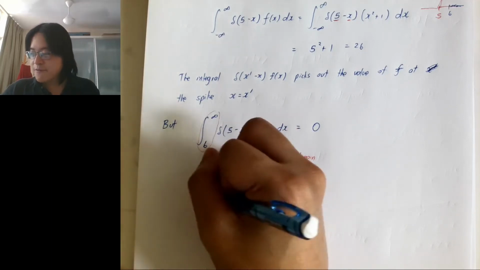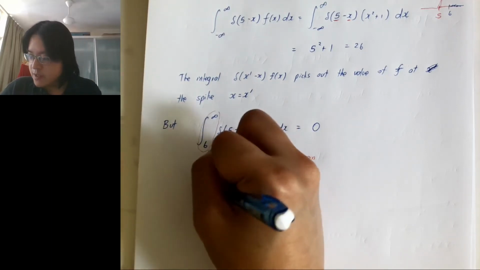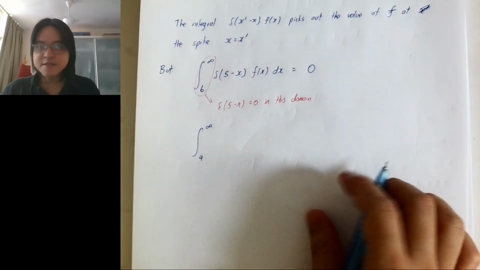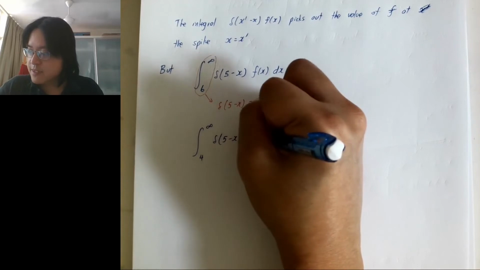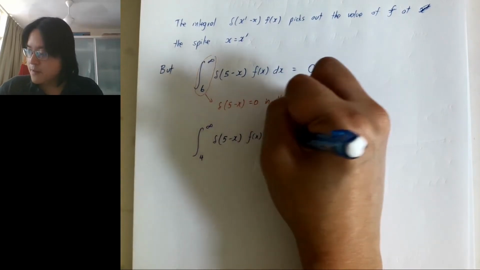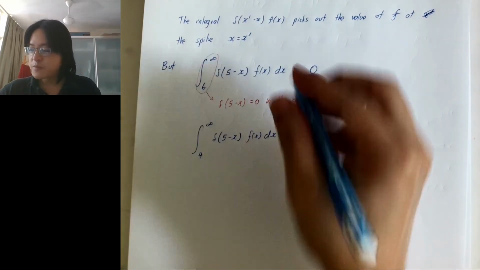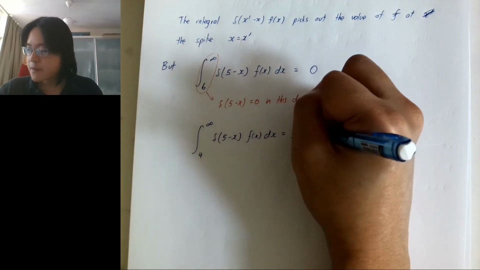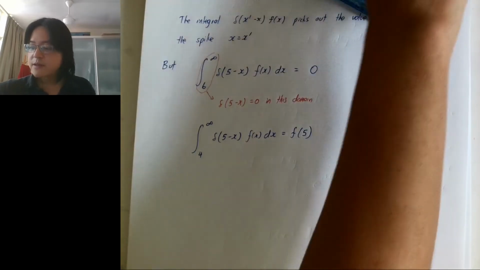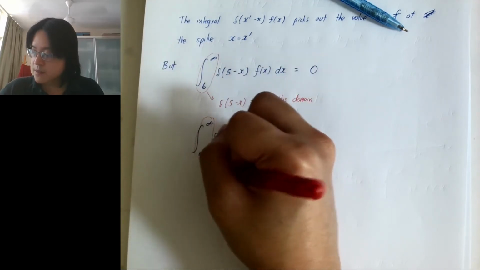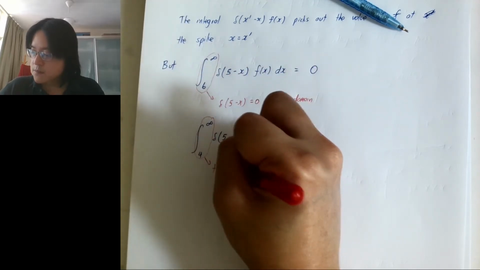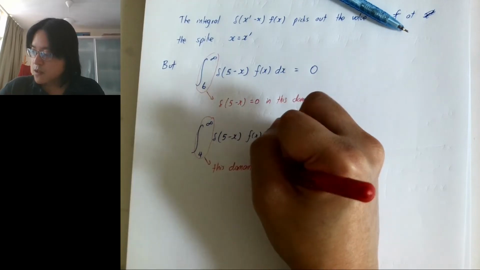I don't want to answer 5 first. Let's say 4 first. So I will integrate from 4 to infinity of delta of 5 minus x times f(x) dx, and the answer is going to be f of 5. The reason is because this domain contains the spike.